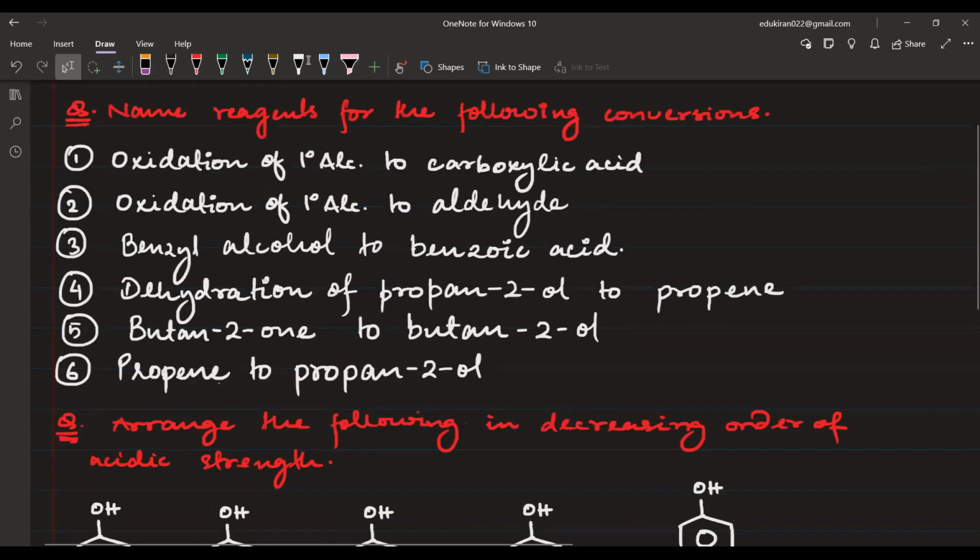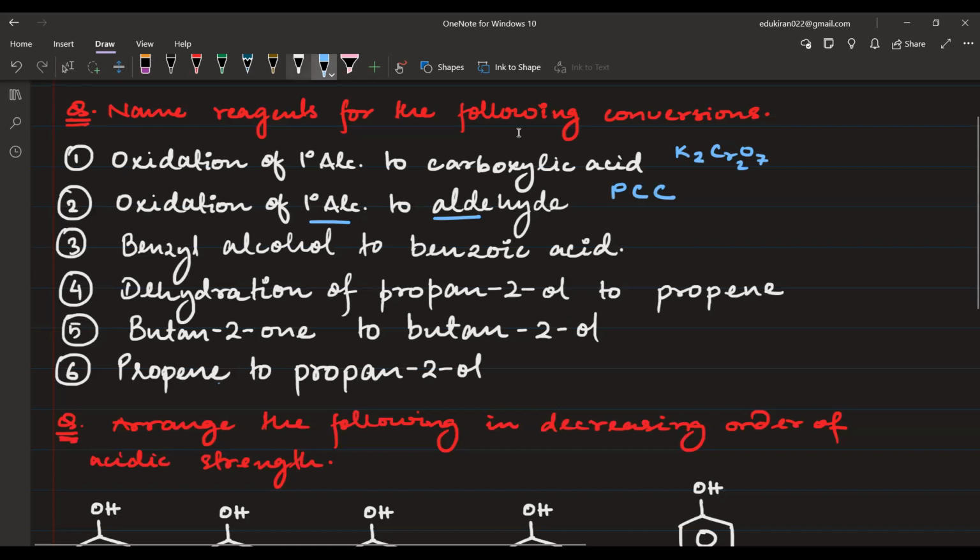So oxidation of 1 degree alcohol to carboxylic acid, this we can easily do with any strong oxidizing agent, right? So we can use here K2Cr2O7, KMnO4, Na2Cr2O7, HNO3, or chromic acid, anything. So K2Cr2O7, let us just write. Now this oxidation of 1 degree alcohol to aldehyde, so we are not going till carboxylic acid, we are stopping at the stage of aldehyde. Then we need to use PCC, PDC, or Collins reagent, PCC, right? PCC, because in your textbook, PCC is the reagent that is given.